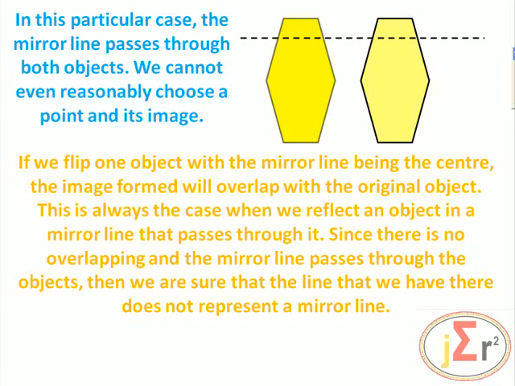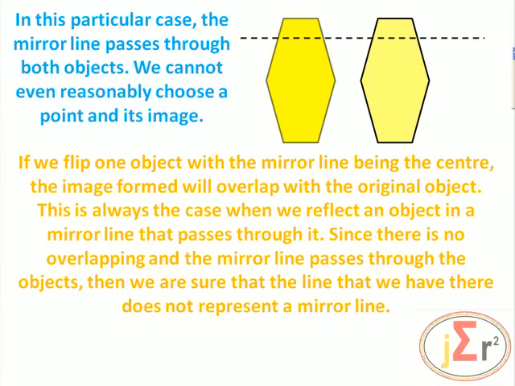Since there is no overlapping and the mirror line passes through the objects, then we are sure that the line that we have there does not represent a mirror line. So let us read it. It should have been read this way. Since there is no overlapping and the proposed mirror line, or the dotted line, passes through the objects, then we are sure that the line that we have there does not represent a mirror line. How do we know that it does not represent a mirror line?